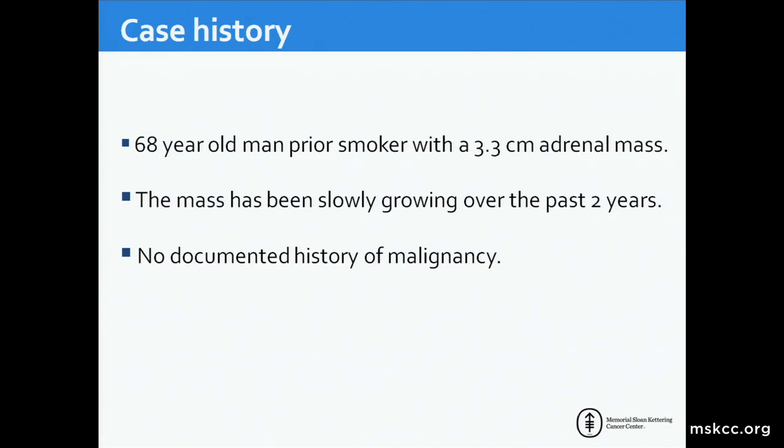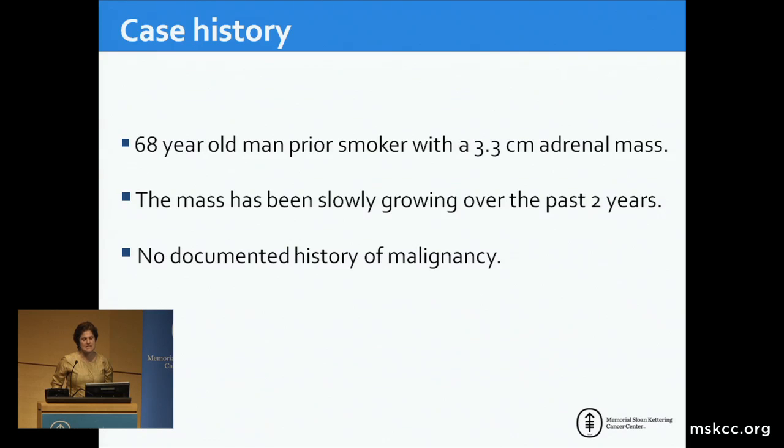This is our case history. This is a 68-year-old man. He was a prior smoker, and he now has a 3.3 centimeter mass in his adrenal gland. They knew he had a mass. It had been slowly growing over the past 2 years. He does not have any documented history of malignancy. So as you can tell from this history, we're probably not dealing with an aggressive malignancy, maybe with an indolent neoplasm.